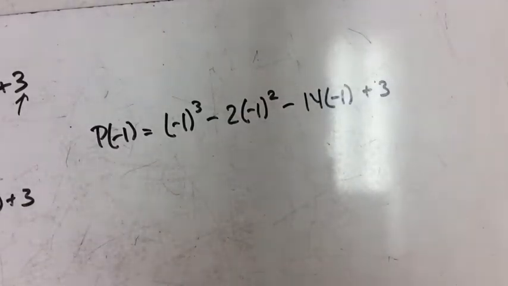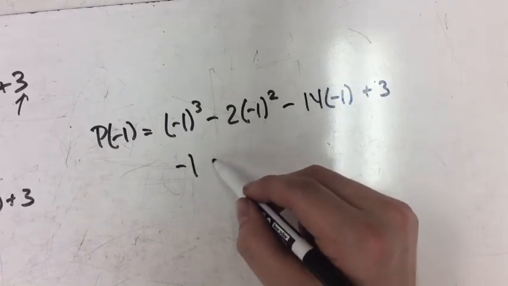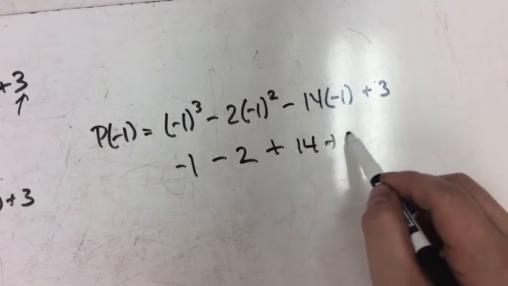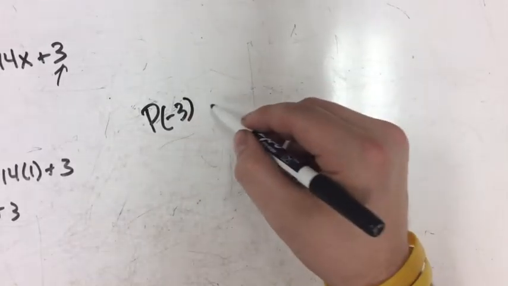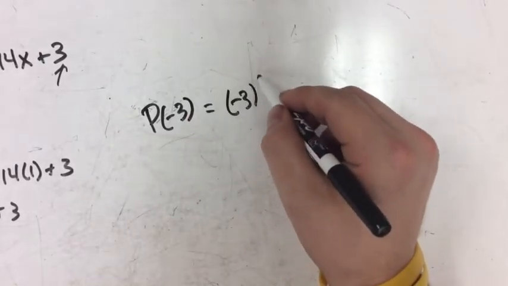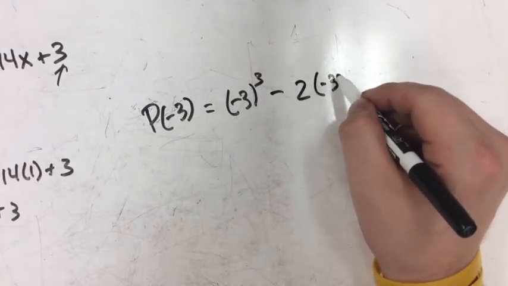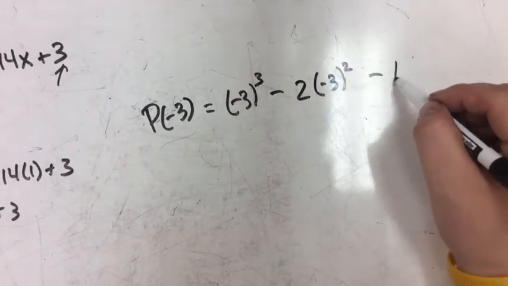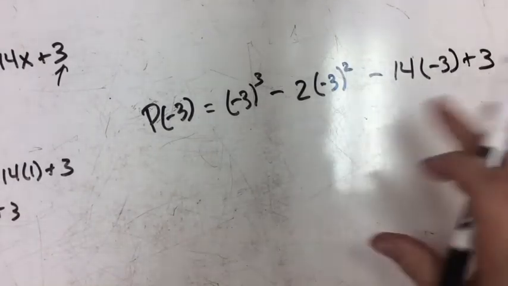Oh, slide that over for you guys. All right, this will give you negative 1 minus 2 plus 14 plus 3. I can already tell you this will not equal 0. So let's move on to another now. P of negative 3 equals negative 3 cubed minus 2 times negative 3 squared minus 14 times negative 3 plus 3.